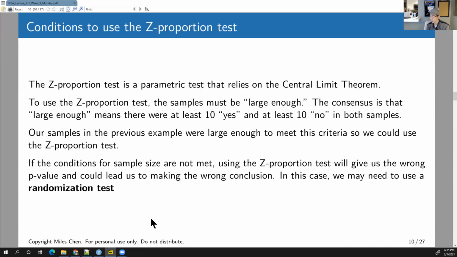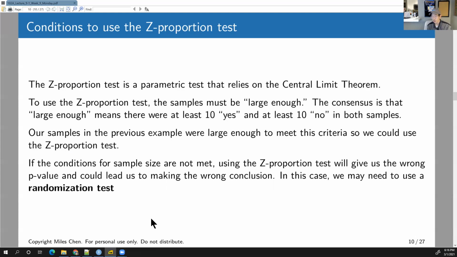Okay, the Z proportion test that we've just done is a parametric test. It relies on the central limit theorem. We're assuming the sampling distribution follows a normal distribution, okay? And I don't know if you remember, but in order to apply the central limit theorem, you often have to check if certain conditions and assumptions have been met.